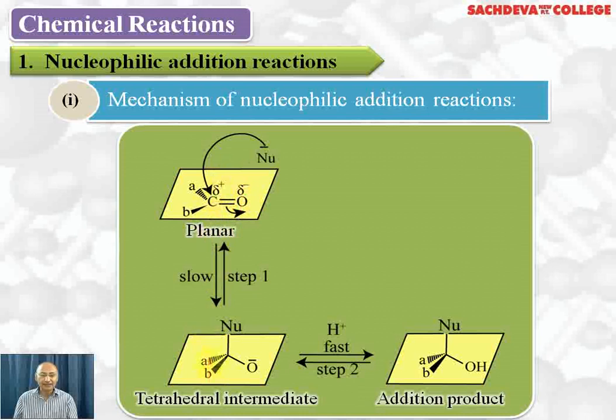When the nucleophile attacks, this structure changes to a tetrahedral structure. Hybridization becomes sp3. Oxygen becomes negatively charged, which picks up an H positive ion, resulting in the formation of the addition product. This is the mechanism of nucleophilic addition reaction.